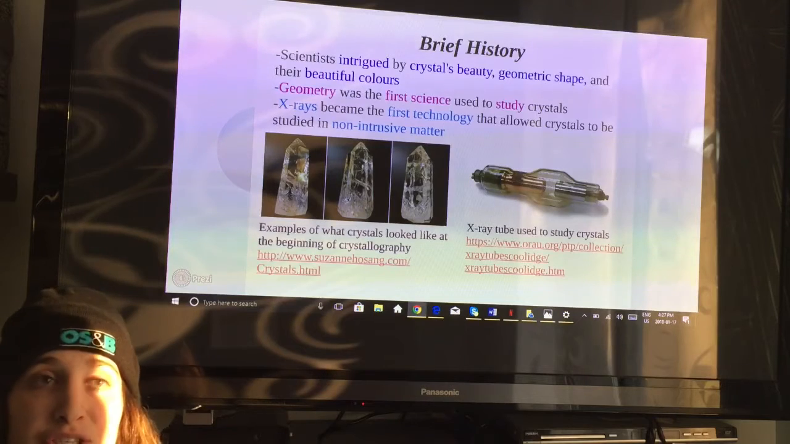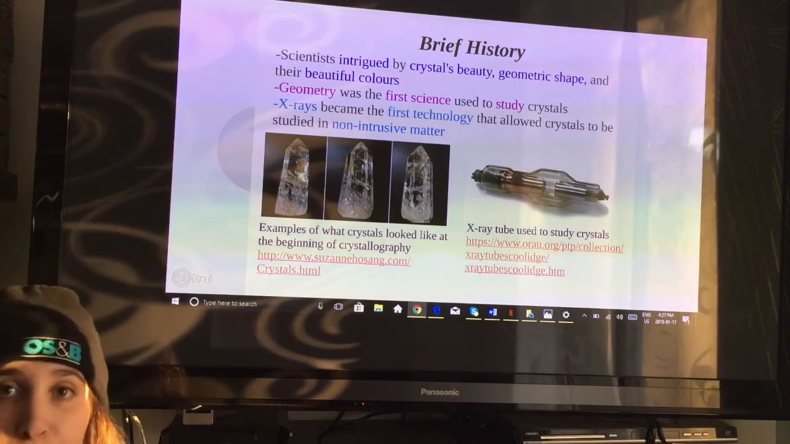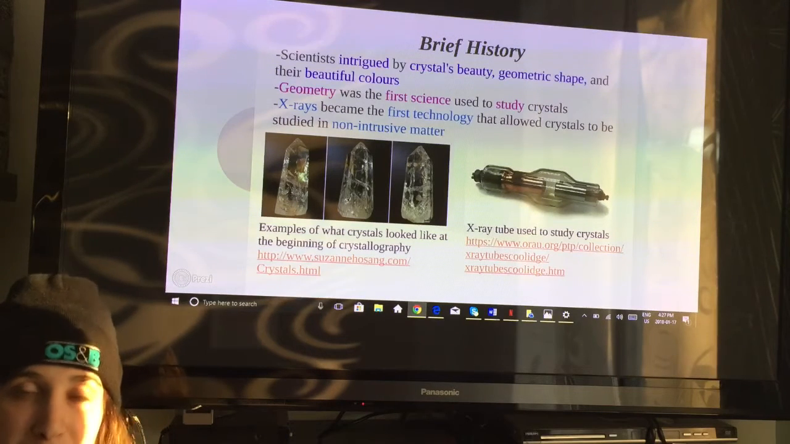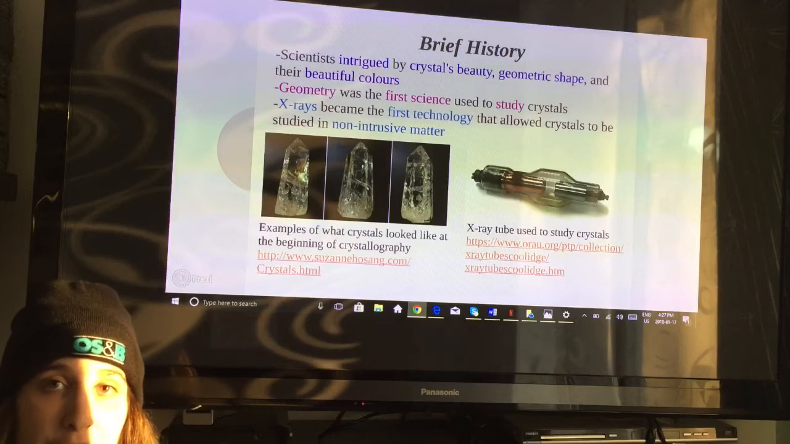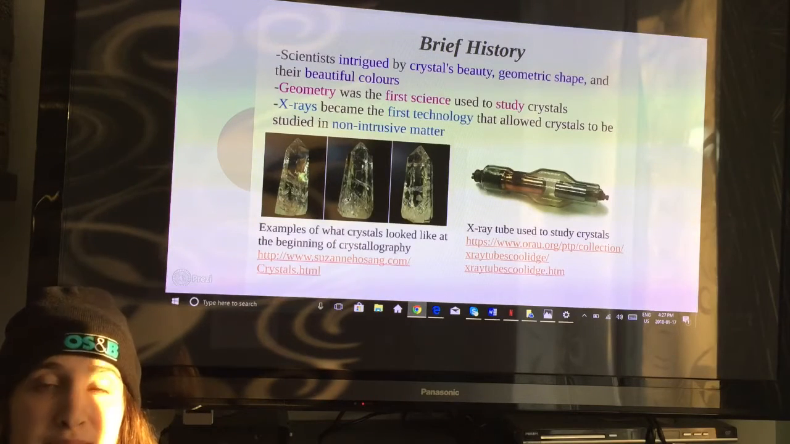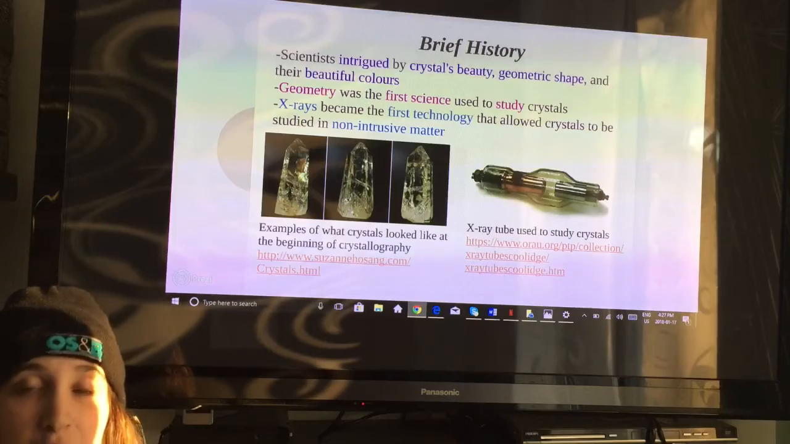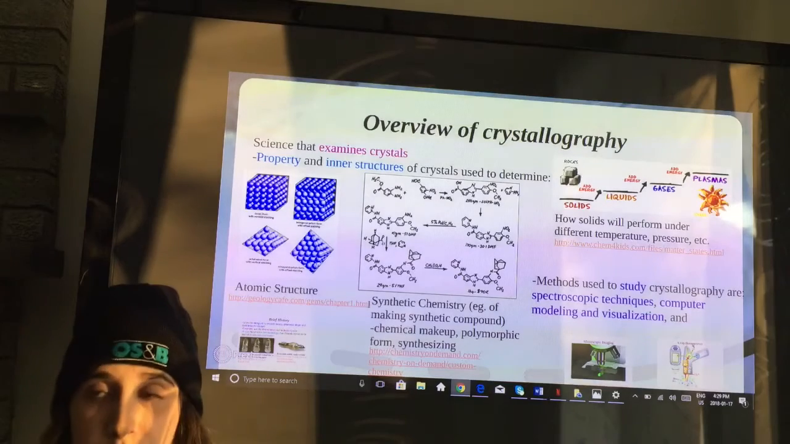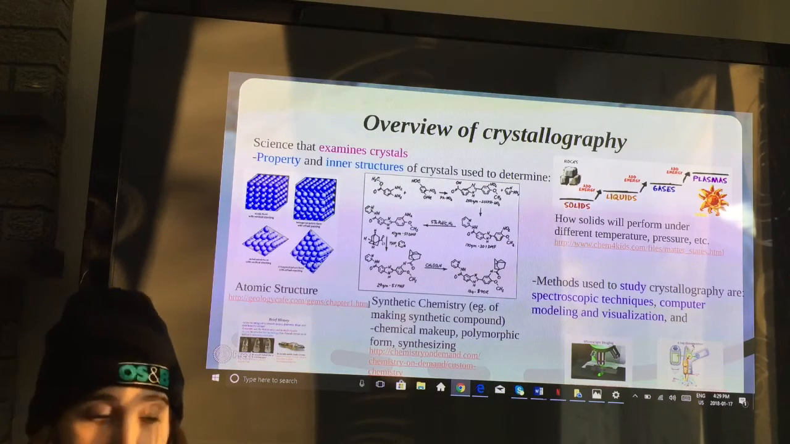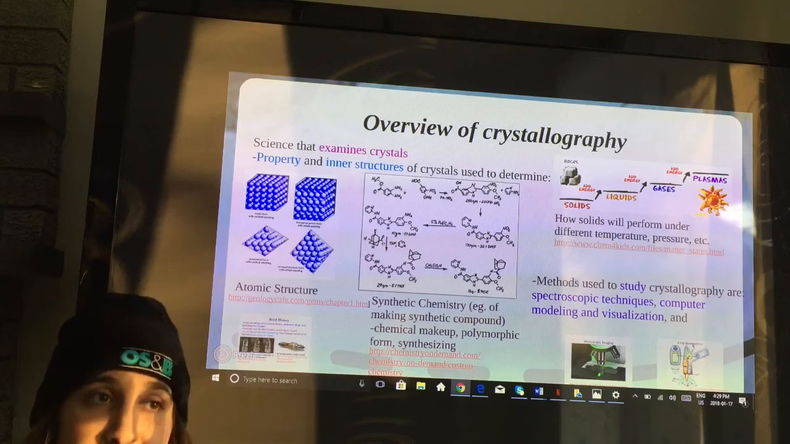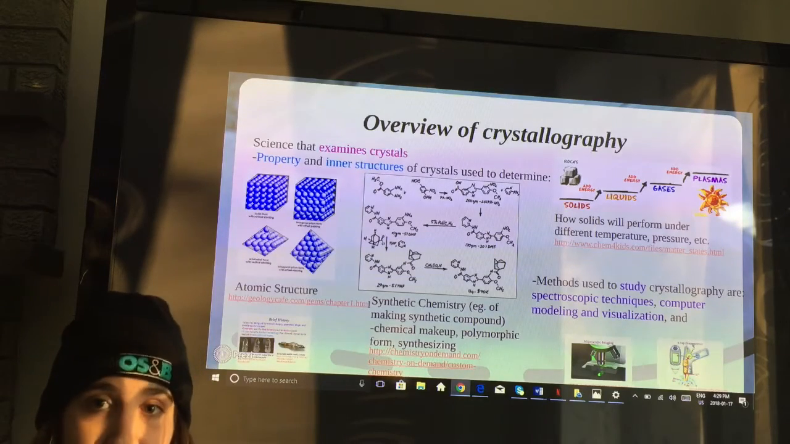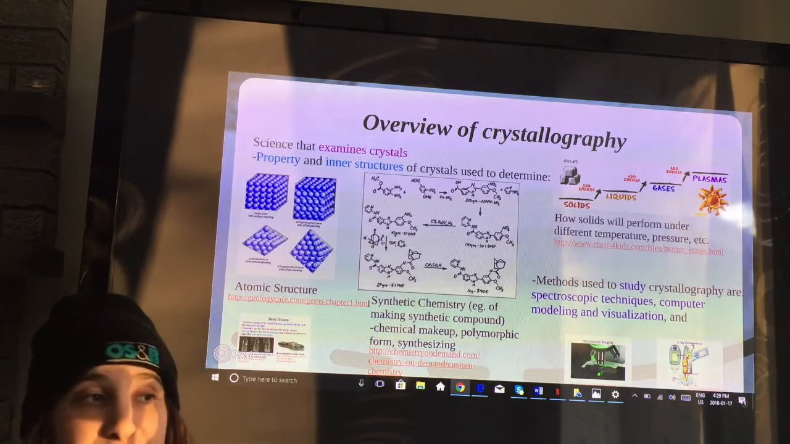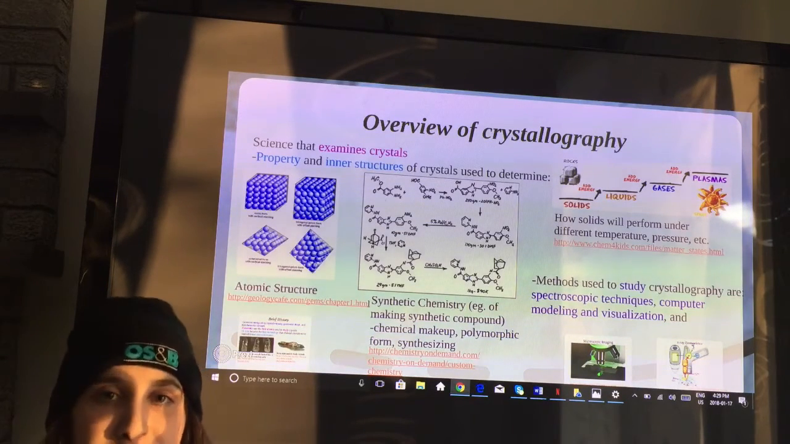So this marks the dawn of modern crystallography, when X-rays were discovered in 1895, because they realized that the beams of light that come from X-rays would scatter off the atoms in a crystal, and this is what allowed scientists to develop the atomic structure of a crystal. Basically, crystallography is the science that examines crystals, which are found everywhere in the natural world, from salt to snowflakes to gemstones. Crystallographers use the properties and inner structures of crystals to determine the arrangement of atoms and to generate knowledge that is used by chemists, physicists, biologists, and other professions.